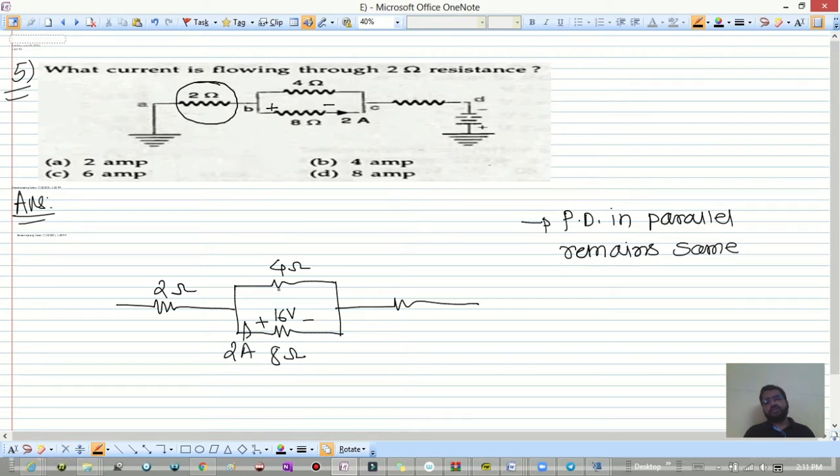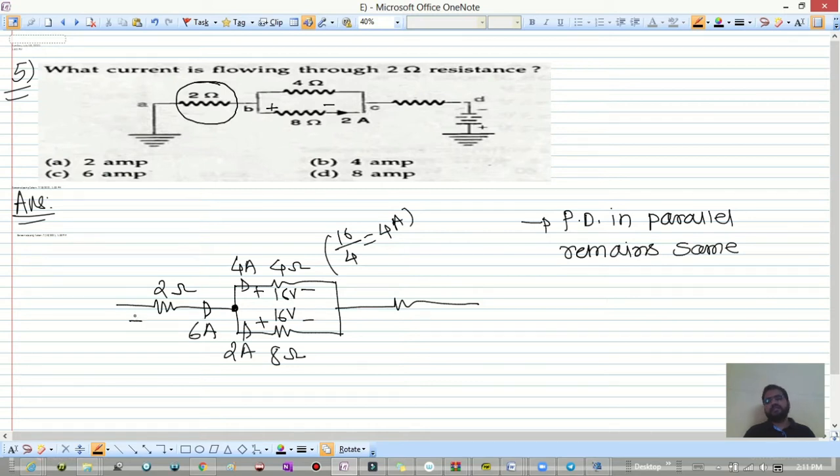So if this is 16 volt, what is the potential difference across this? This must be 16 volt. What is the current flowing through this then? Potential difference divided by resistance will be the current, that is 4 ampere. So 4 ampere. If this is 4, this is 2, what is the Kirchhoff's current law? Sum of incoming current must be equal to the outgoing current. This must be 6 ampere then.